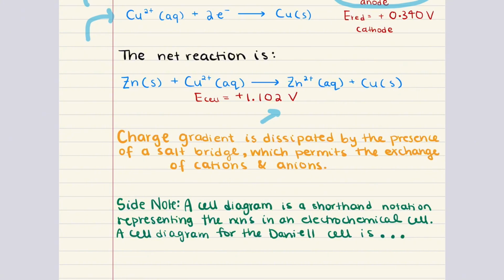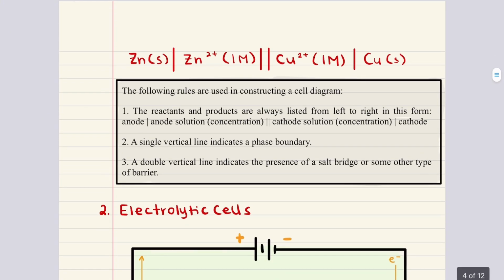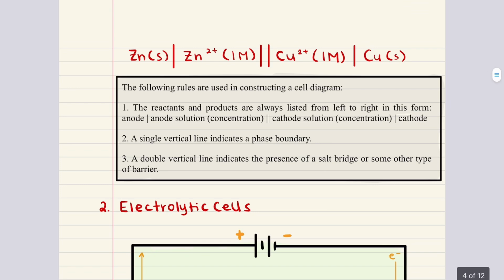Now, before we move on to the next type of cell, let's quickly talk about something very important called cell diagrams. A cell diagram is a shorthand notation that's used to represent the reactions in an electrochemical cell, and it provides a concise description of the cell's components and their arrangement. For example, the cell diagram for the Daniell cell is written right here. This notation follows specific rules to convey information about the cell structure and its function.